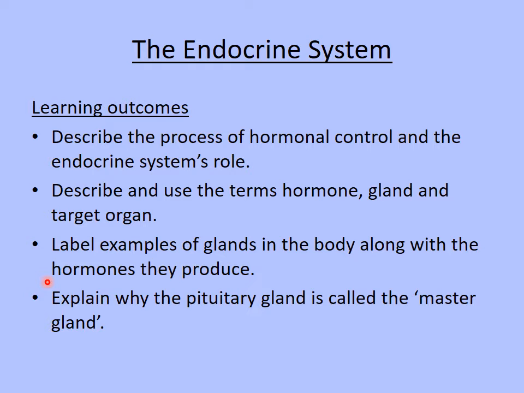Today's lesson we're going to focus particularly on the endocrine system. So what we're going to be doing is looking at the different glands that make up the endocrine system. We're going to look at the hormones that they produce. We're going to look at an overall definition of what the endocrine system is and what it does, and we're going to focus particularly on one gland within the endocrine system, which is called the pituitary gland, which is the master gland. And so we're going to want to understand why it's the master gland.